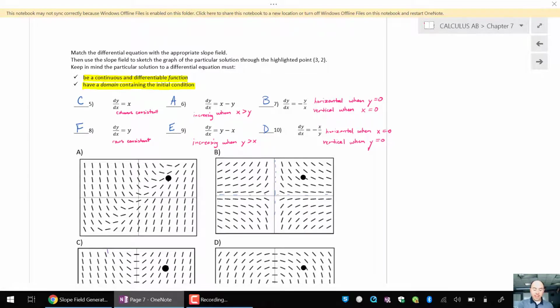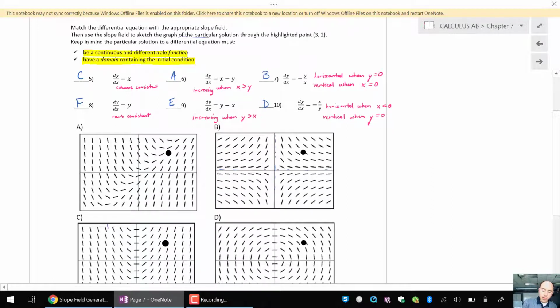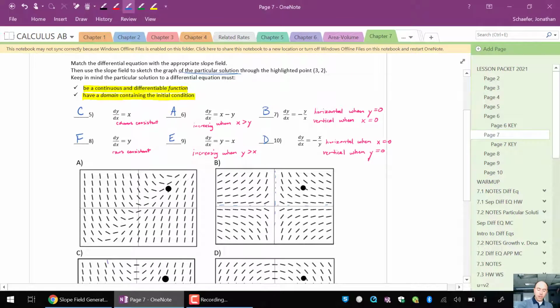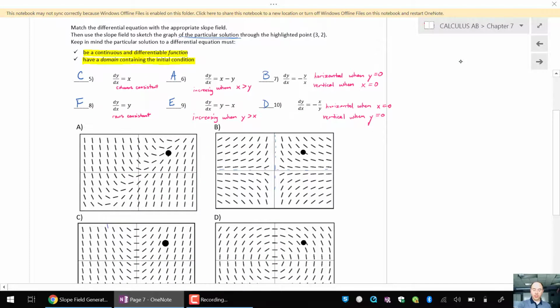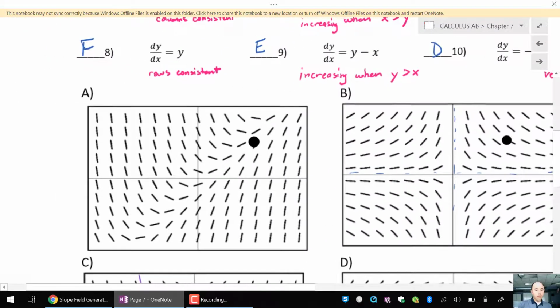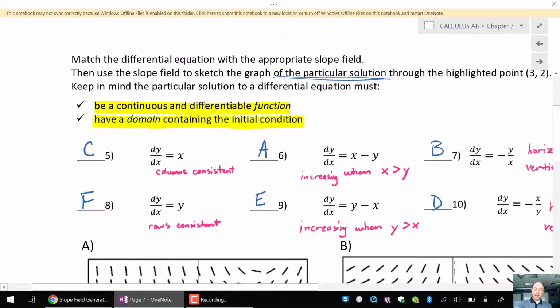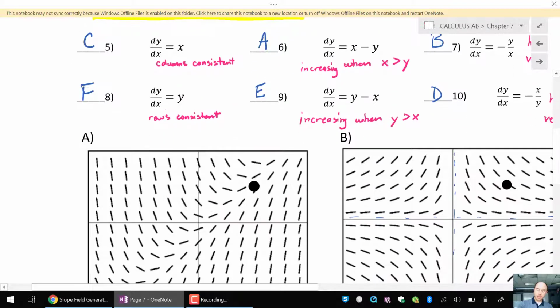Now, the second part of this activity says to sketch the graph of the particular solution through the highlighted point, or the point there that's shown, (3, 2). So what I'm going to do now is go through each one of these pictures, and I'm going to sketch what's called the particular solution through the point. Now remember, back to these comments I highlighted, what I sketch here must be continuous, it must be a function, and it must contain the initial condition.